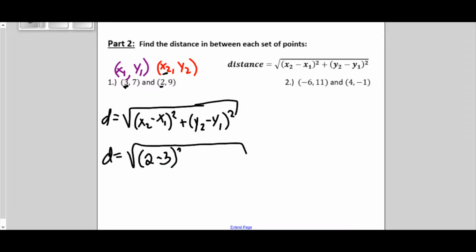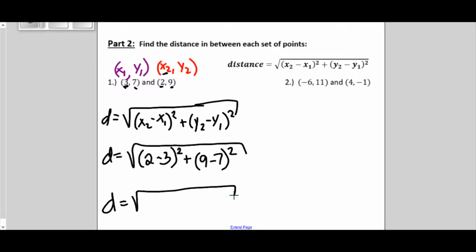So 2 minus 3 squared plus. And then y2 is 9. So I'm going to do 9 minus y1, which is 7. And then I'm going to square that. So now we've plugged in our values for x1, x2, y1, and y2. And now we will simplify.